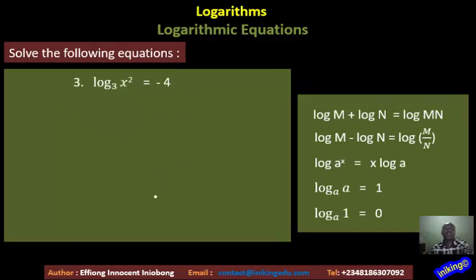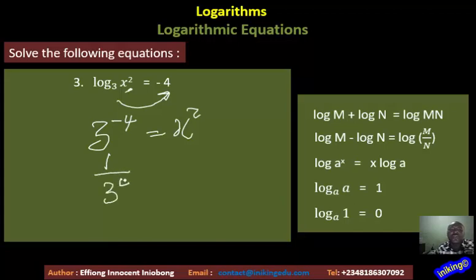Question number 3, I think, is a piece of cake, so straightforward. We have log of x squared to base 3 equals minus 4. I can just convert this to an exponential equation by saying 3 raised to the power of minus 4 is equal to x squared. And I apply my little knowledge of indices. This is the same thing as 1 all over 3 raised to the power 4, equals x squared. And you agree, this is 1 all over 81 equals x squared.